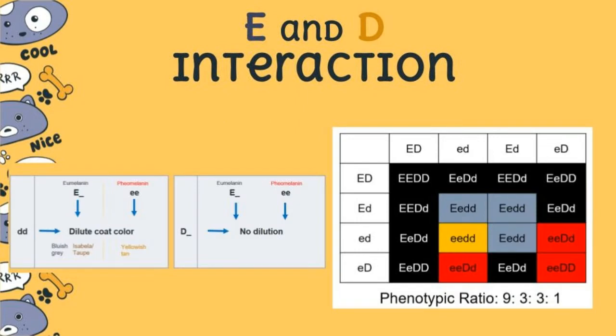The second interaction is between the E and D loci. The genes in the D and E loci are called collaborator genes. Compared to the previous interaction, this one does not have an allele that masks another allele. Instead, they have a combinatory effect.